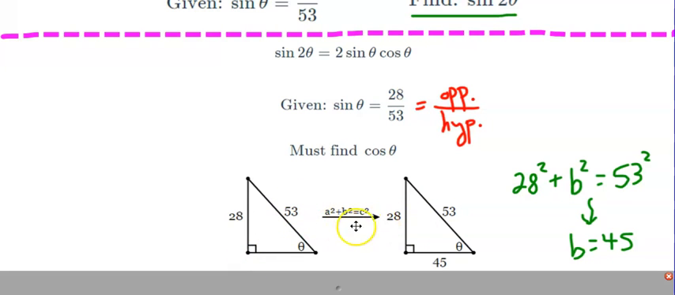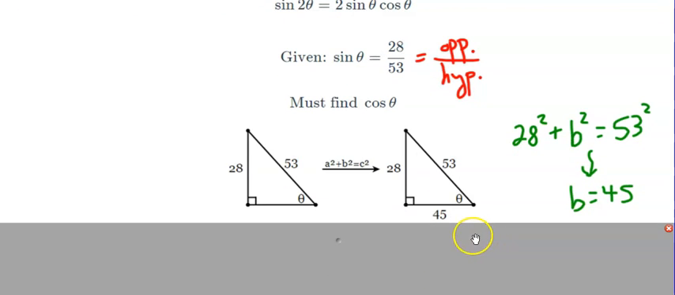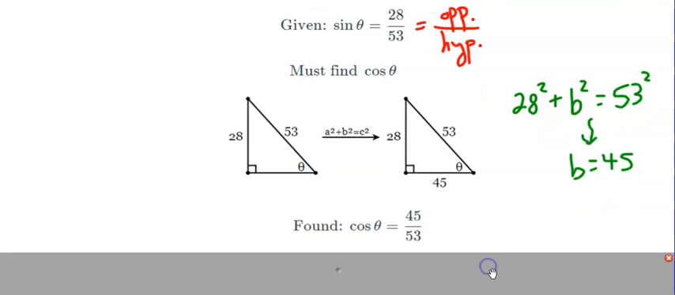We apply the Pythagorean theorem to find the missing side, which I did over here in green. If you want to see the full steps, see other videos from previous weeks, such as the angle sum difference videos. B comes out to be 45, so that's our adjacent side, and that's what we need to find cosine theta, because cosine theta is adjacent over hypotenuse. And that's how we get our cosine function.